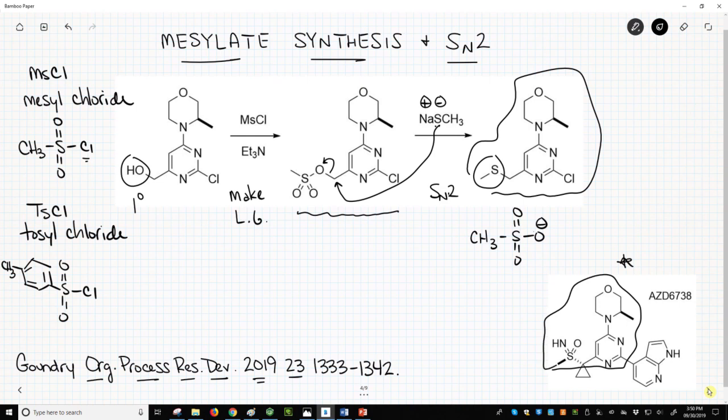of AZD6738. If you're interested in how the synthesis of AZD6738 was completed, use the citation at the bottom of the screen to find the full details. The chemical pathway from AstraZeneca is a great example of how organic reactions, like the SN2, are directly relevant to scientific challenges, including the discovery and synthesis of new pharmaceuticals.